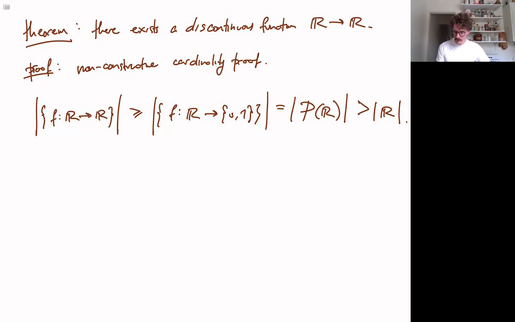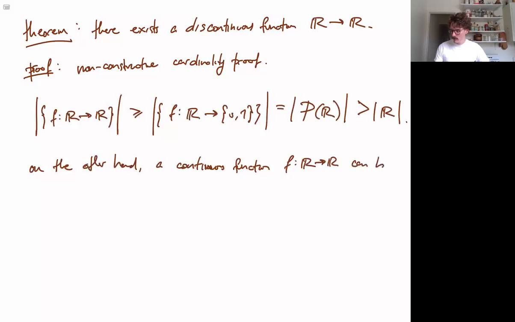On the other hand, if we have a continuous function, it can be recovered from its values on rational numbers. This is essentially because if it's continuous, then we can get approximations to the value of the function by taking approximations of the input, and the rational numbers are good enough to approximate any real number. Which is to say, it can be recovered from its restriction from the rational numbers to R.